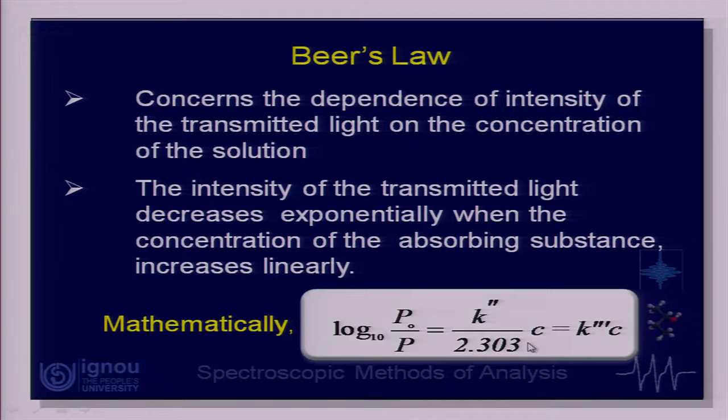Earlier we had the term B, which was the thickness of the medium. And if I put the two together, k double prime by 2.303 comes out to be another constant, k triple prime. Essentially, log of P naught by P is equal to a constant into C, exactly a parallel expression to what we had in the case of Lambert's law.